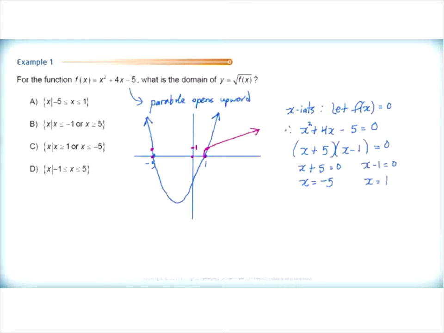So the graph of your square root function will look something like this. That's y equals the square root of f of x. Notice that the domain here represents all values of x that are less than or equal to negative 5, or the values of x that are greater than or equal to 1. So this answer corresponds with C as the multiple choice answer.